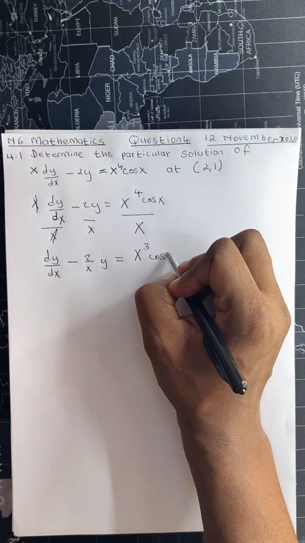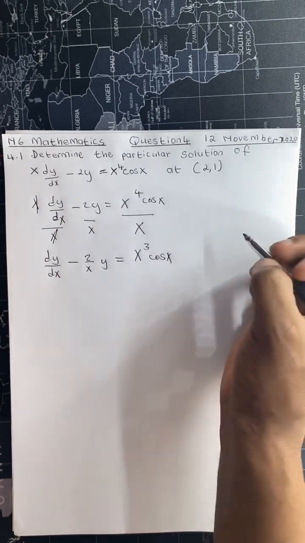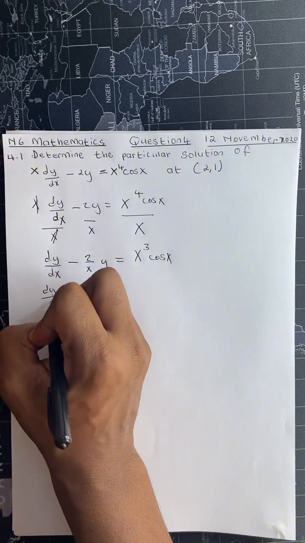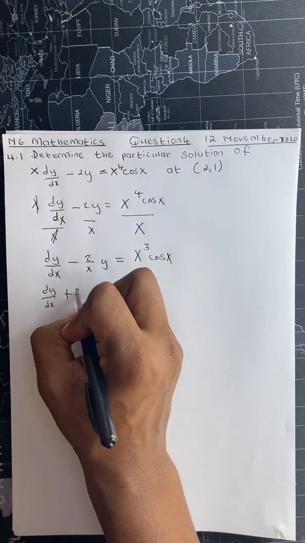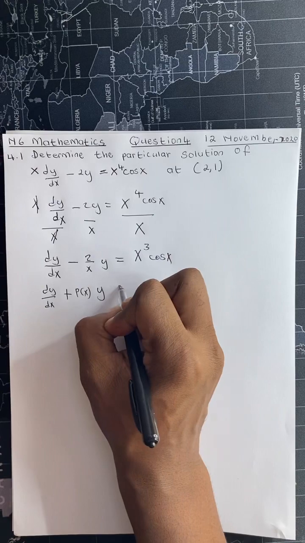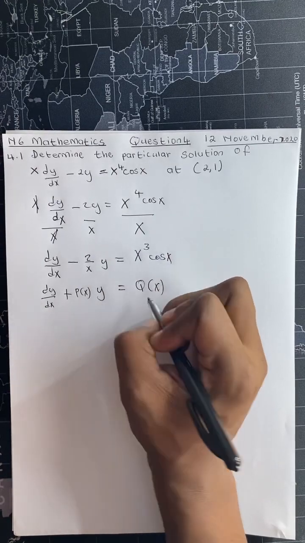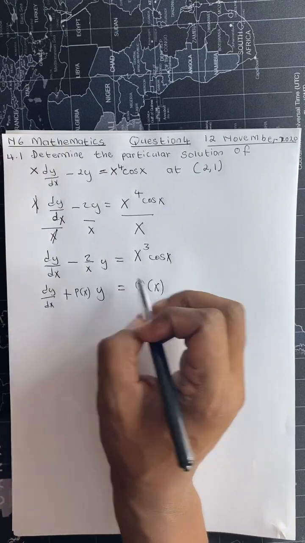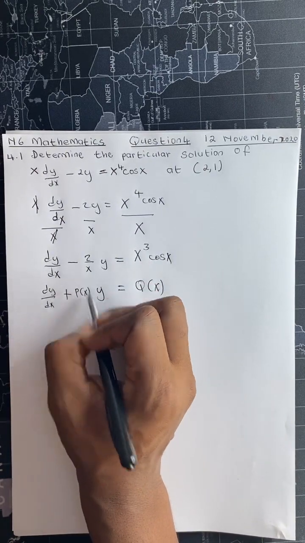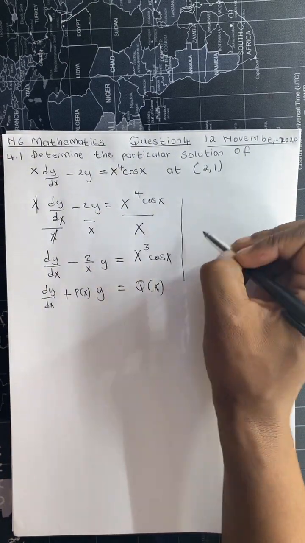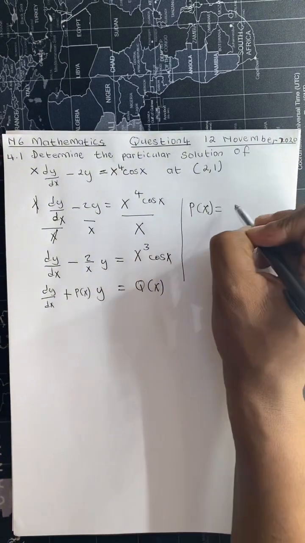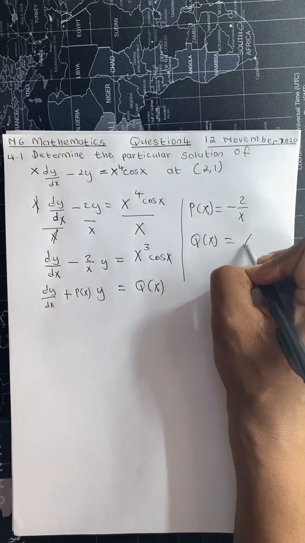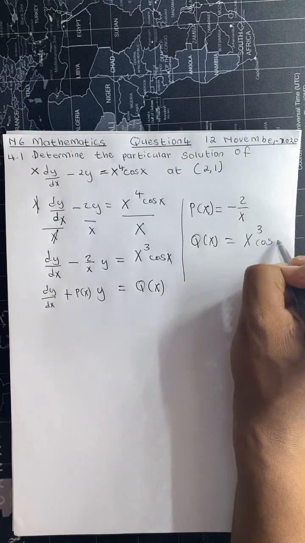For the standard equation, dy over dx plus p of x multiplied by y is equal to q of x. So whatever is after the equal sign will be q of x, and the function before y will be p of x. So p of x is equal to negative 2 over x, and q of x is equal to x cubed multiplied by cos x.